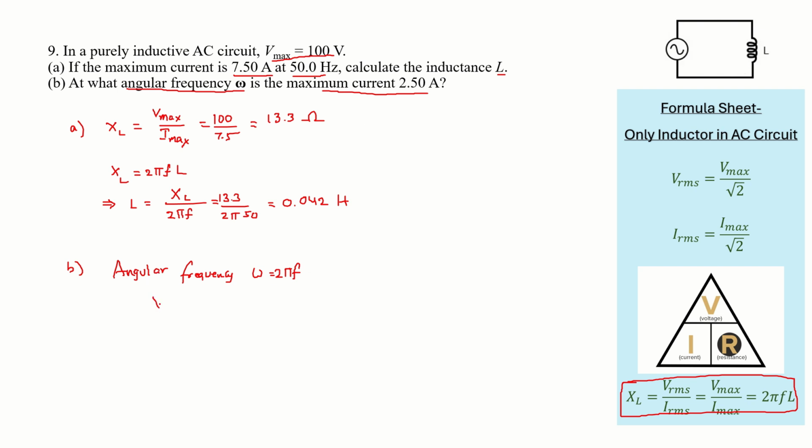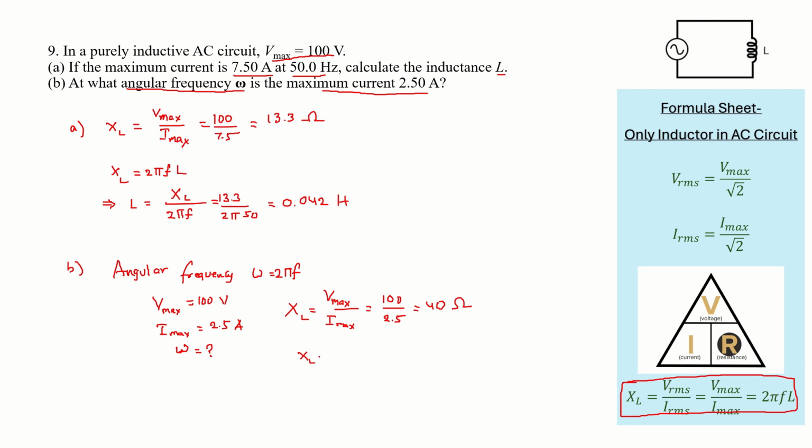So in the second case, the Vmax is as it is, we are not changing, that is the same 100 volt. So the maximum current is 2.5. So under these values we have to find the omega. Whatever it may be, we will find the value of XL first. So XL equal to Vmax by Imax, which is equal to 100 divided by 2.5. The answer is 40. XL is 40 ohm.